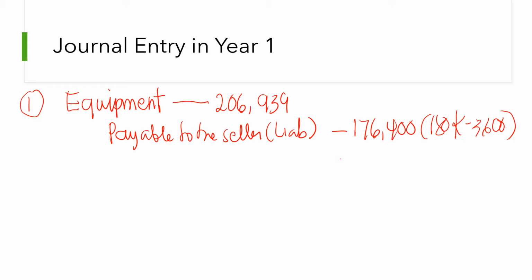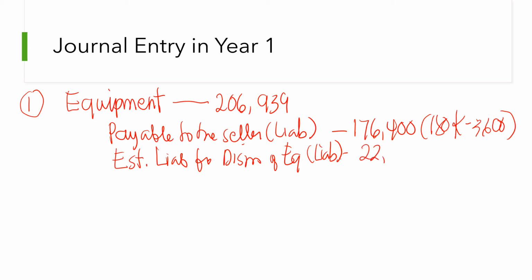And next is the estimated dismantling cost. So estimated liability for dismantling of equipment. In the book, they use provision for equipment dismantling. So they are the same as long as both of them are liability. That will be the present value, which is 22,539.